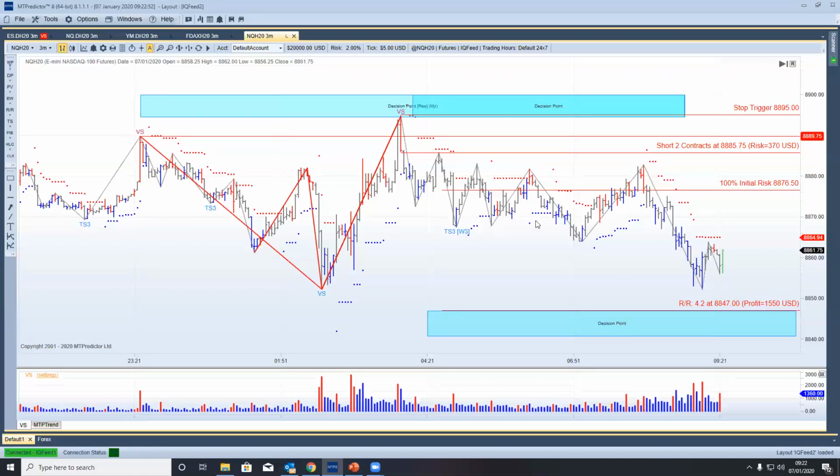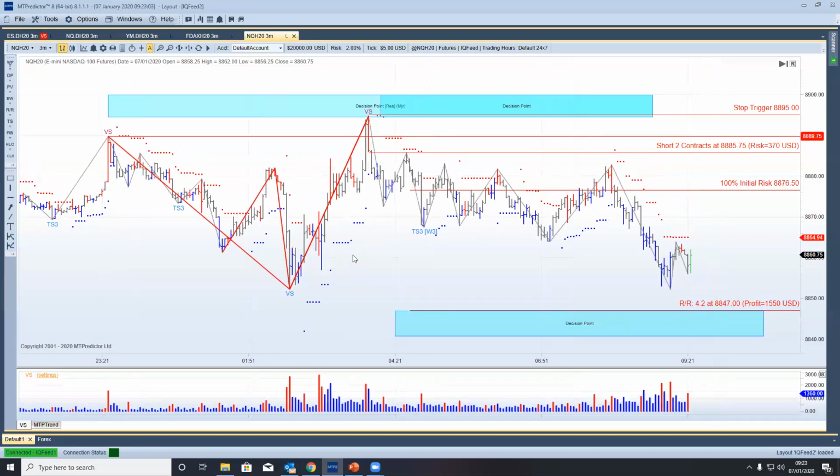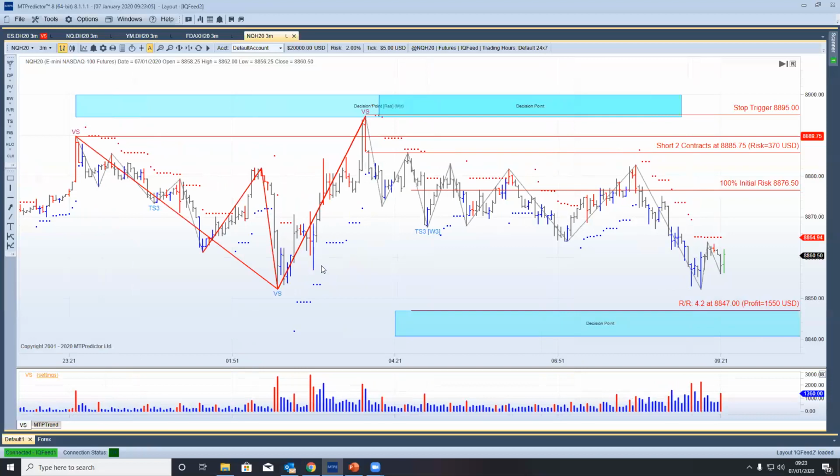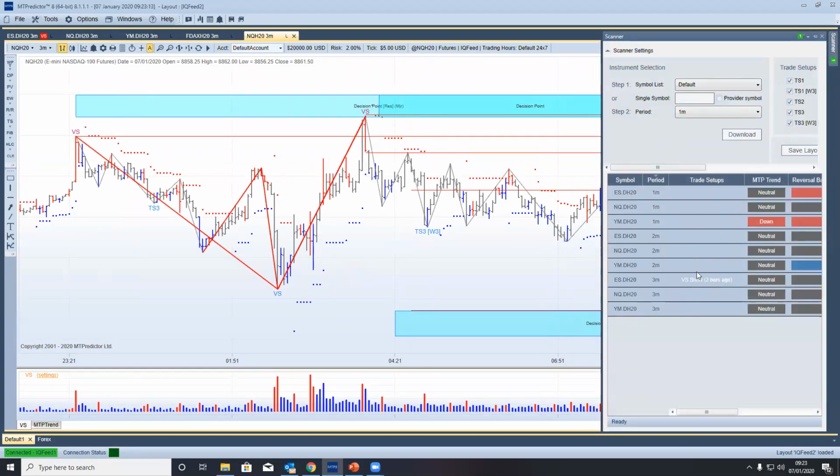Now, obviously, both these setups, they don't work 100% of the time. It would be lovely if they did, but then the world's not like that. You always will get losing trades. But it's been quite a while since I've covered the VS setup, so I just wanted to go through the detail of what it is, so you can understand what's happening when you get that label come on the chart. And obviously it's in the scanner when it comes up as well.